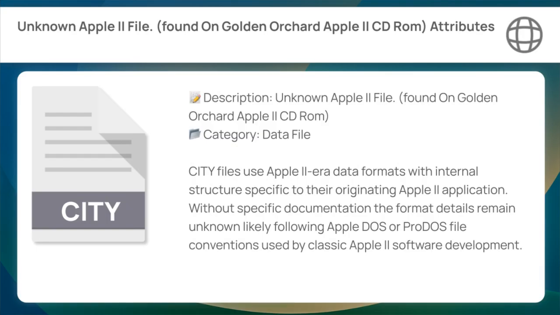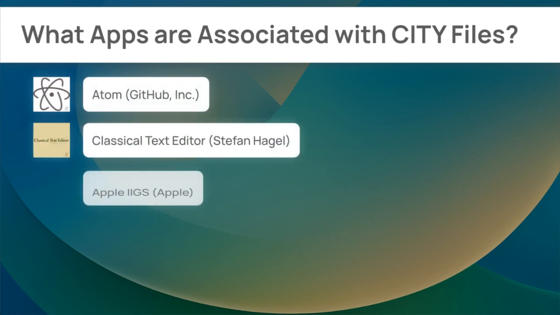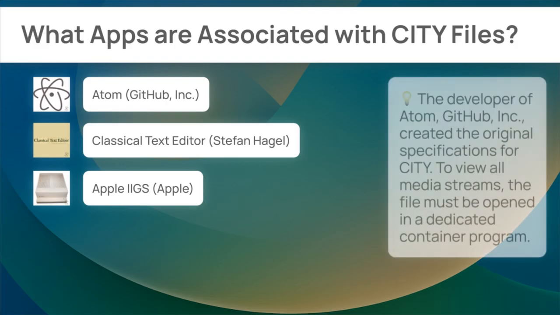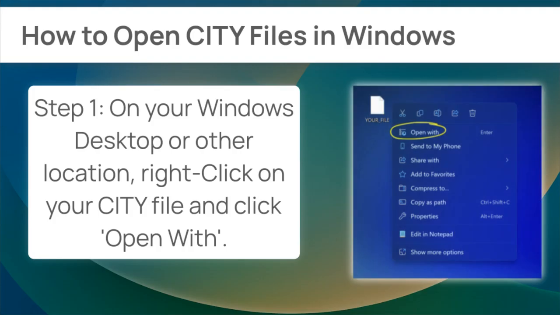Without specific documentation, the format details remain unknown, likely following Apple II or ProDOS file conventions used by classic Apple II software development. The tool most commonly used for creating CITY files is Atom by GitHub Inc. To view all media streams, the file must be opened in a dedicated container program. Windows displays only general characteristics, while True Access requires specialized programs. We are checking the software list for a guaranteed opener.